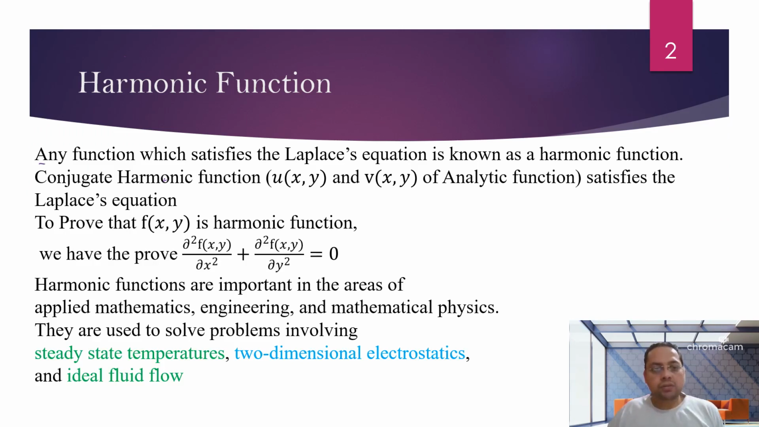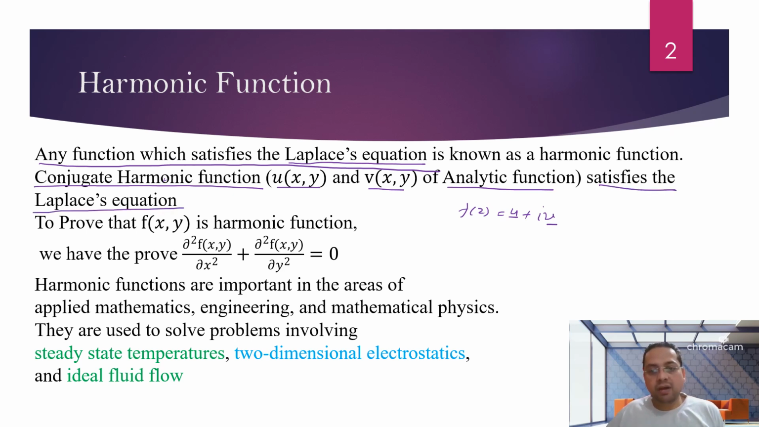Any function which satisfies Laplace equation is called a harmonic function. The real and imaginary parts of an analytic function, that means f(z) equal to u plus iota v, satisfy Laplace equation. That means the harmonic conjugates u and v are harmonic functions.